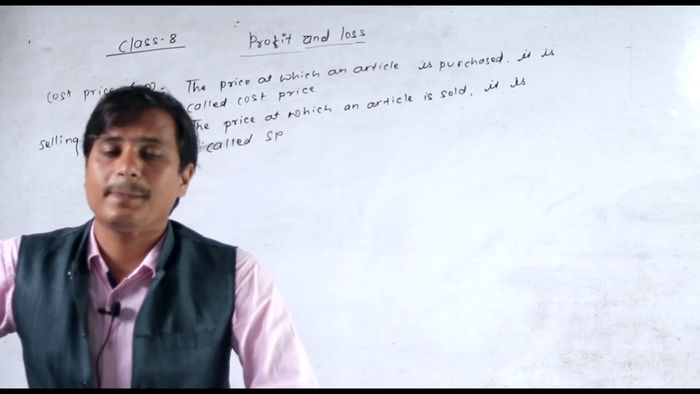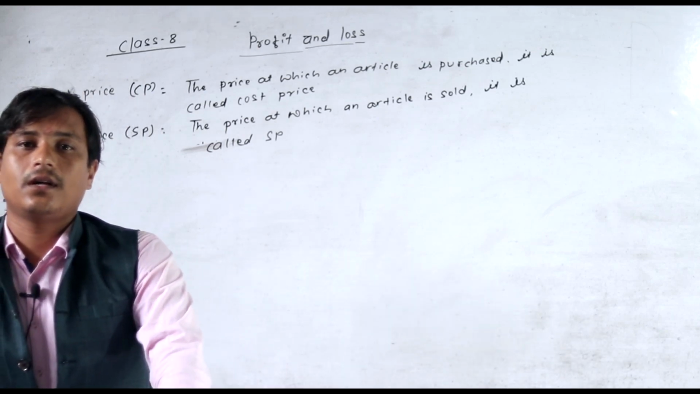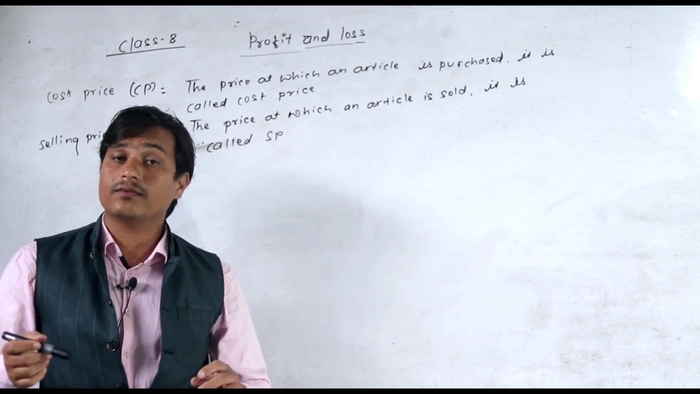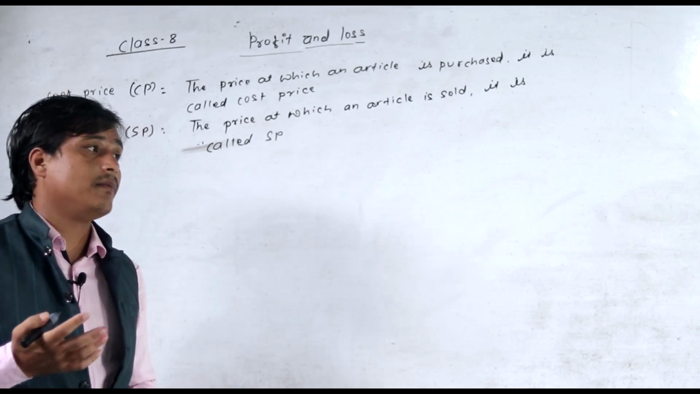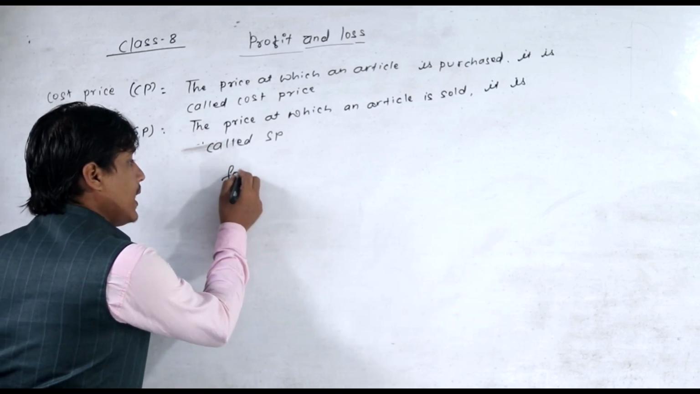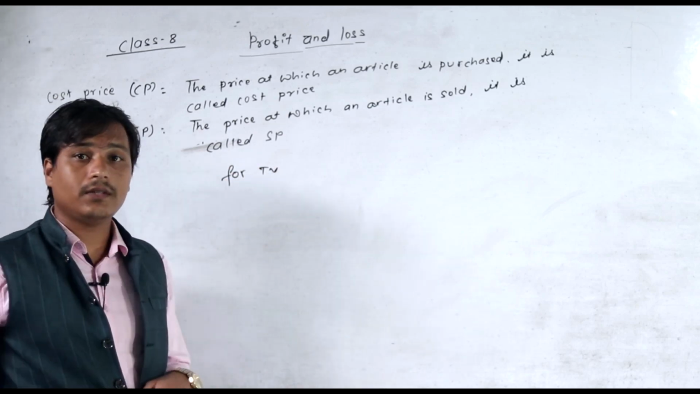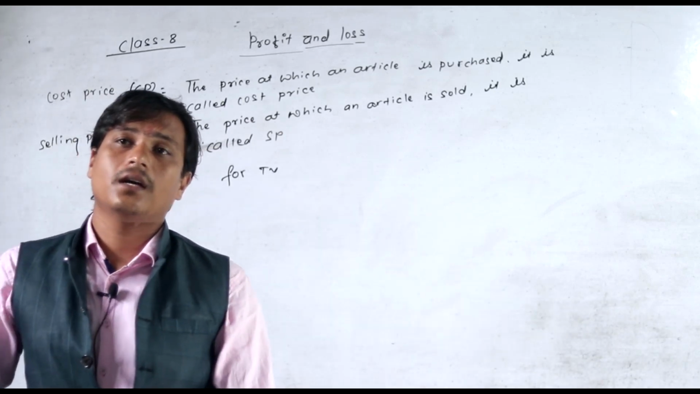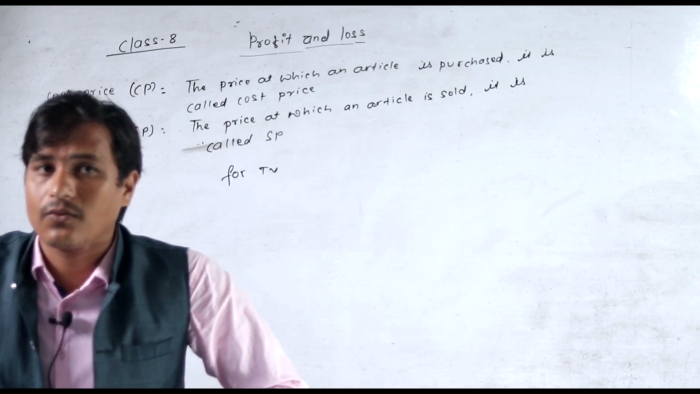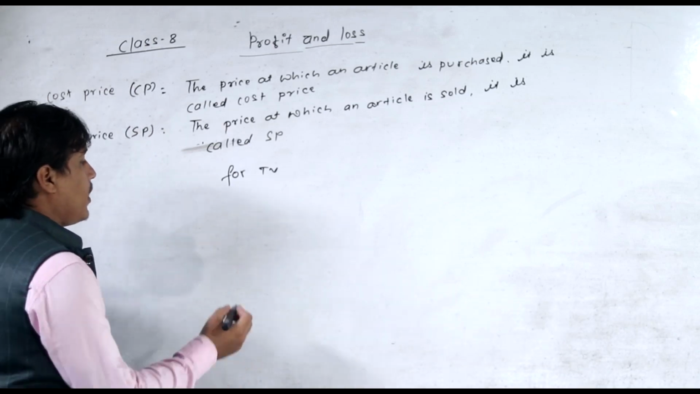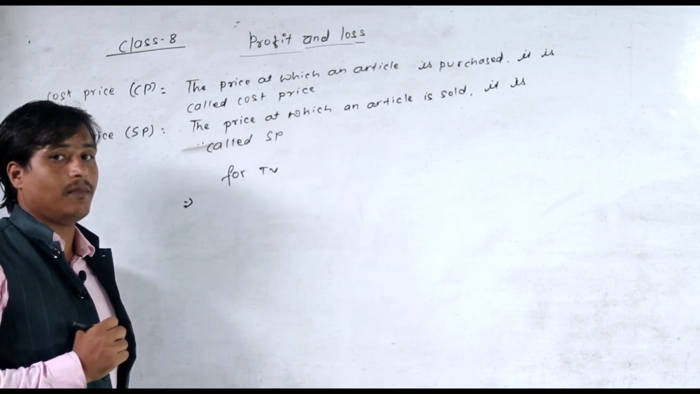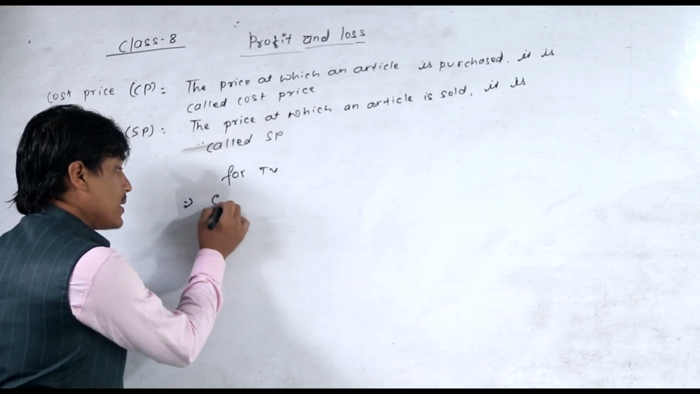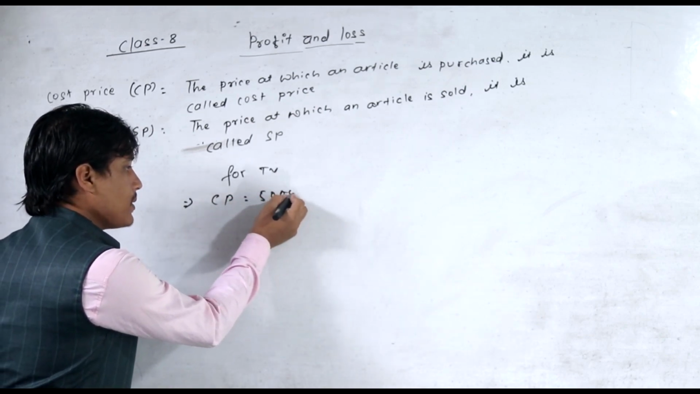For example, let us suppose you are a dealer and you have bought a TV at the price 5,000. So you have bought, that means you have to pay the initial amount, that is the cost price. CP is equal to 5,000.